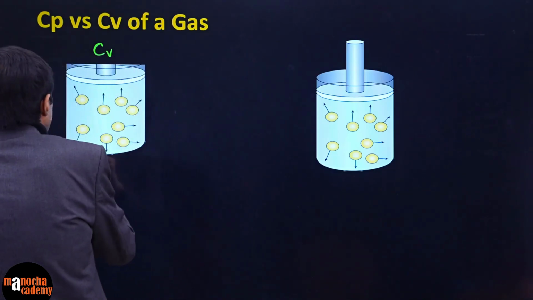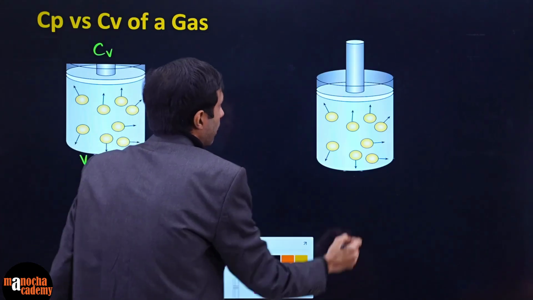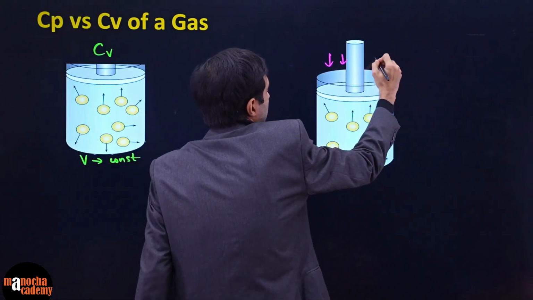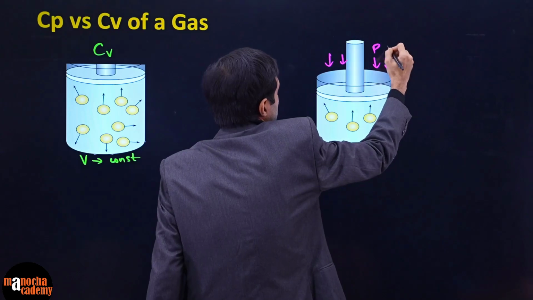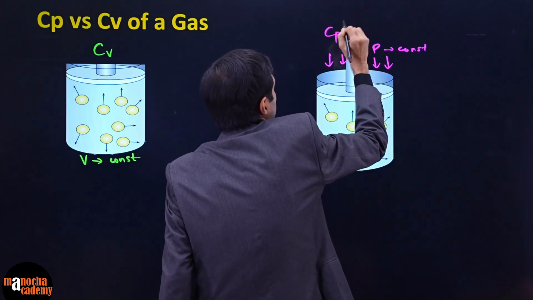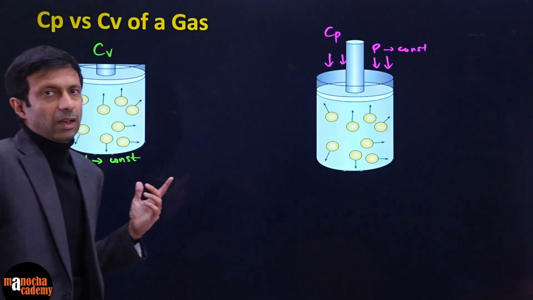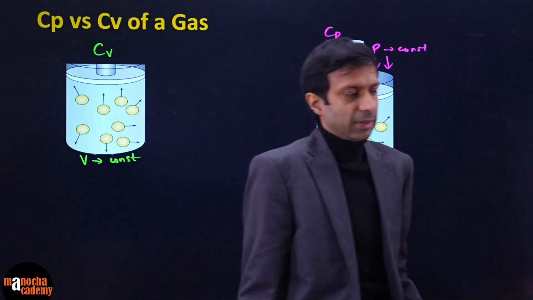So let's write that down. Here volume is constant. Here pressure is constant. The pressure applied on the piston is maintained on the gas, since pressure is constant. And here we denote it as Cp. Okay. So now which one is greater and how do we prove it? What do you guys think?